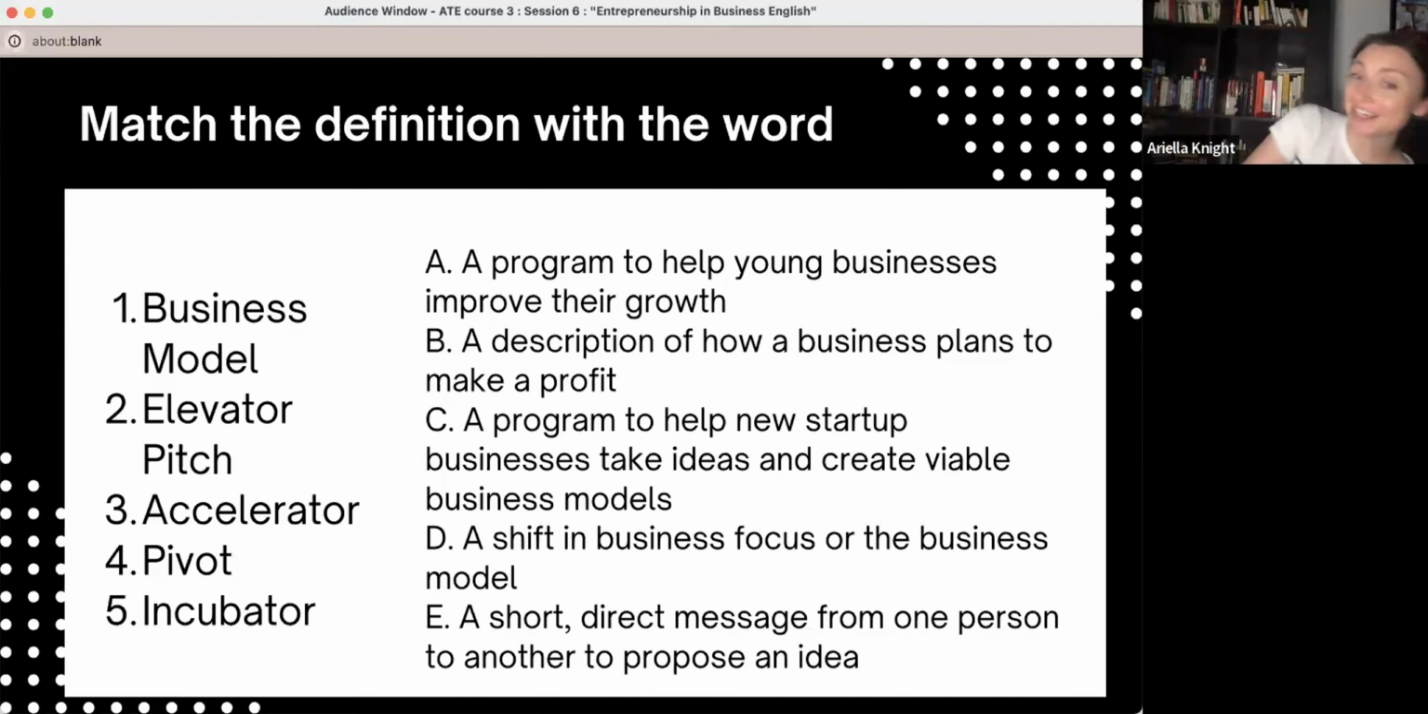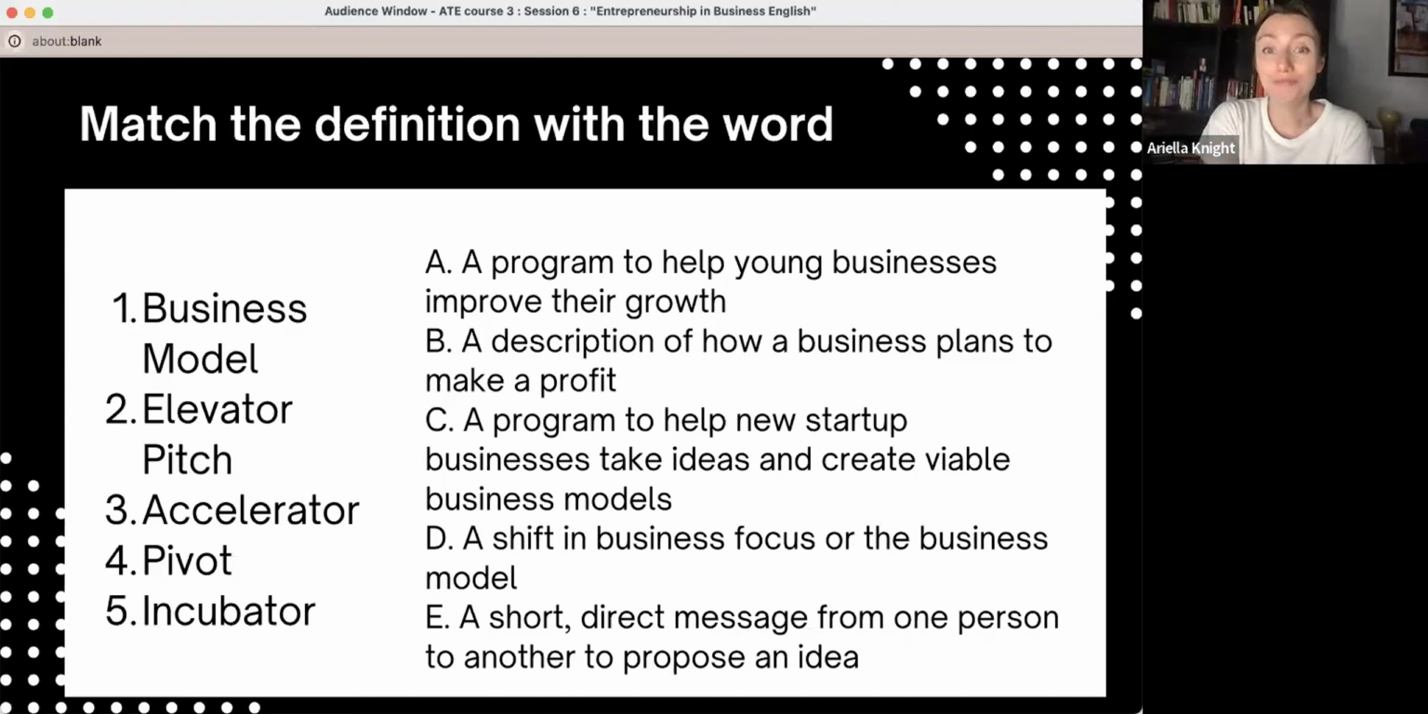All right, let's get going. Put in the chat, business model. What letter? Number 1, business model goes with what letter? B. I see lots of B coming in. Awesome. B. Beautiful. The business model is a description of how a business plans to make a profit. These are super simple definitions because a business model is actually quite a complex document, but at its most basic, it is that, a description of how to make profit.